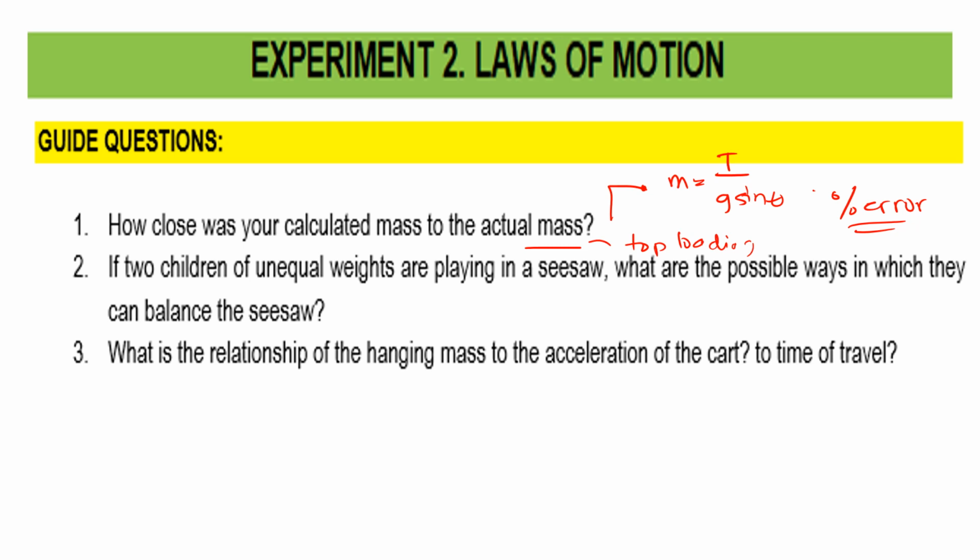So meaning you can answer number 1 by just looking at the value of the calculated mass and also the value of the actual mass. And also based on the percentage error, you can actually determine how close the calculated mass is to the actual mass. And number 2, if two children of unequal weights are playing on a seesaw, what are the possible ways in which they can balance the seesaw?